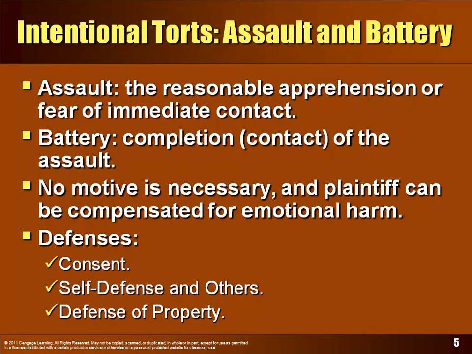The examples you often see is somebody's sleeping, and someone comes along and does something to them that violates their personal integrity. That's enough for a battery. I kiss you or whatever. If you didn't ask for it, then it's unconsensual touching. There's lots of examples of that.